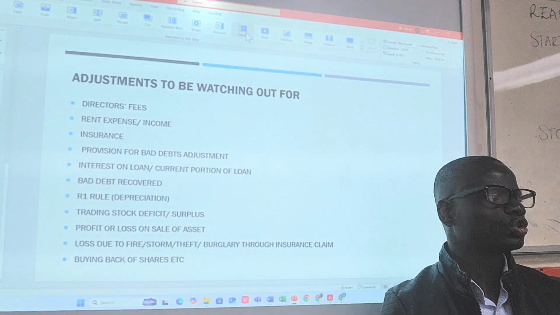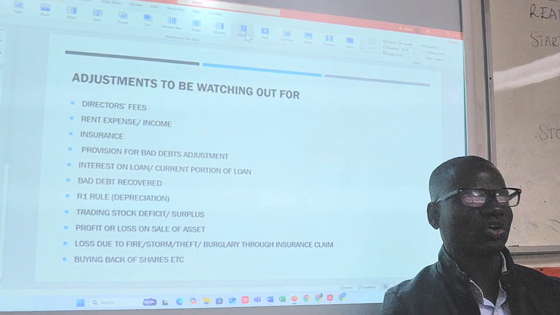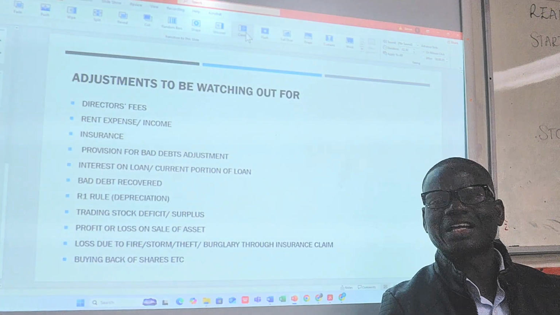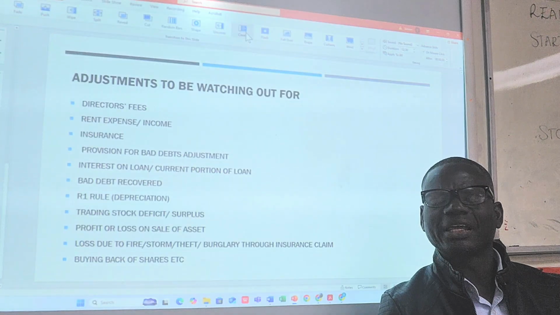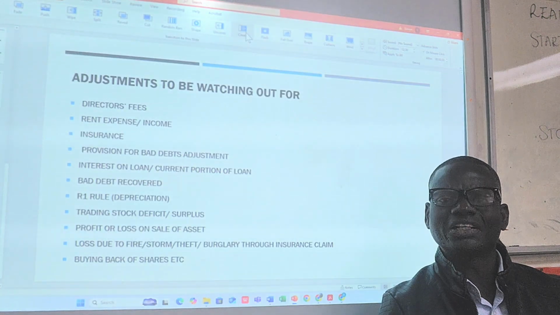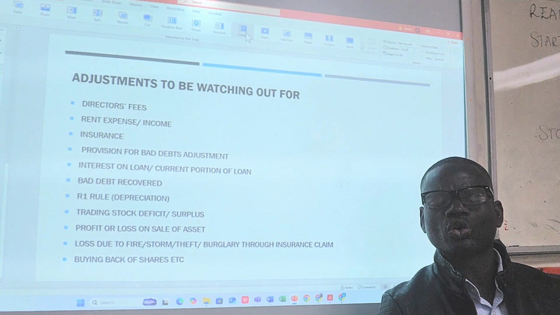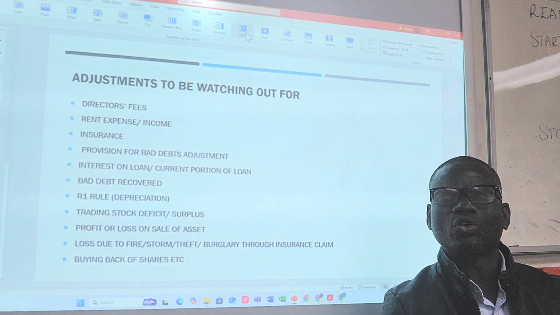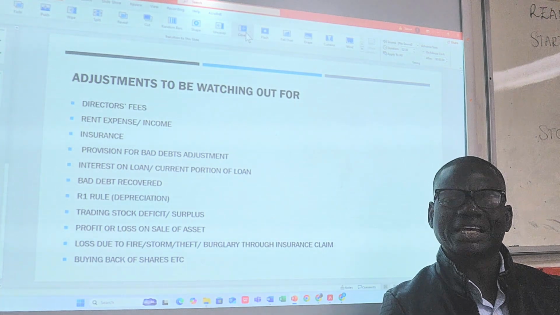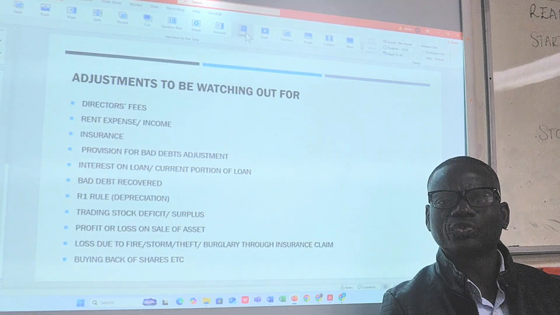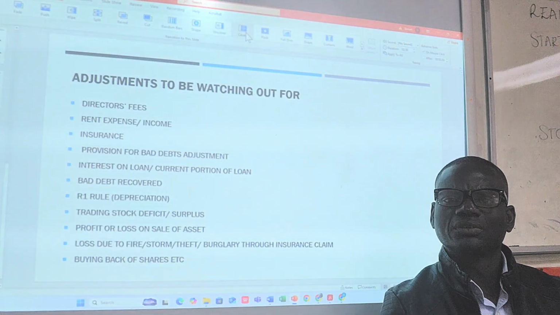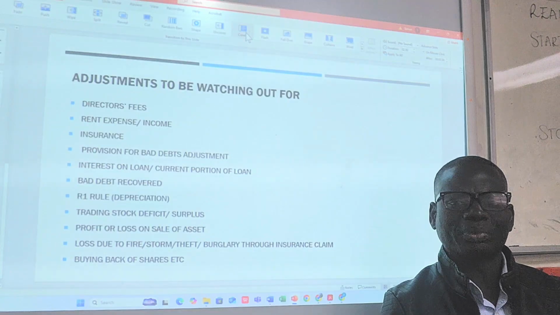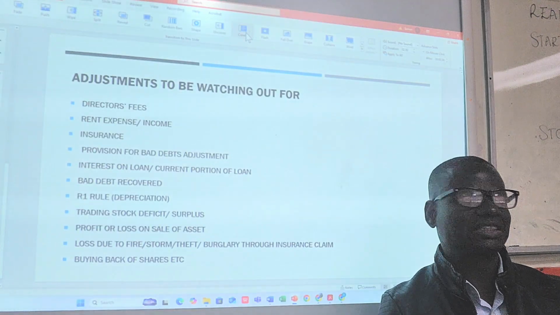Then go to the loss due to fire, storm, theft or burglary through the insurance claim. If you have to claim for the asset and it was lost, maybe there was a burglary or theft of 20,000 rand worth of goods, but the insurance company can only pay 80%, or compensate you for 80%. It means that 20% is a loss due to theft or whatever. That one you have to be very smart about.